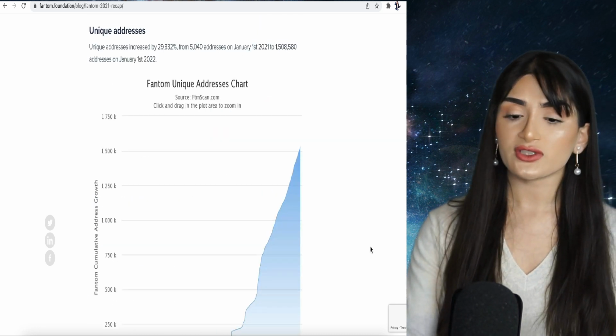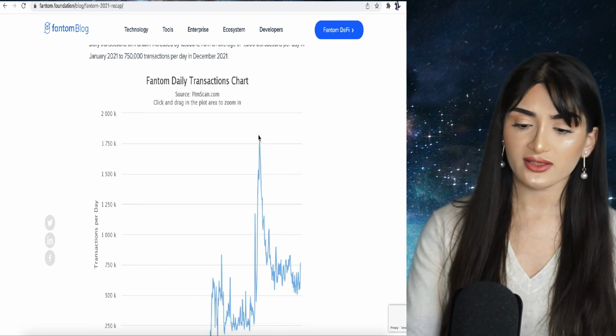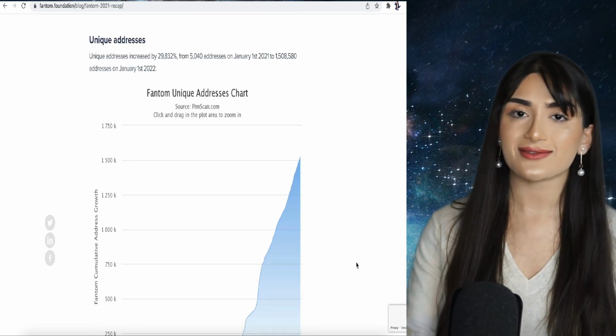But what's really important is that this chart shows you the number of transactions and that's fallen compared to the all-time high here. But what's reassuring is this.